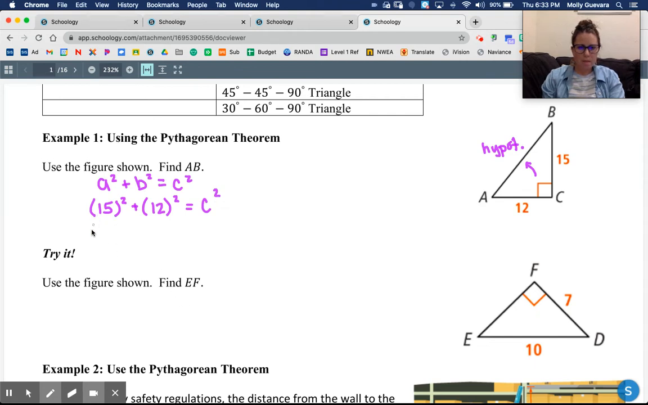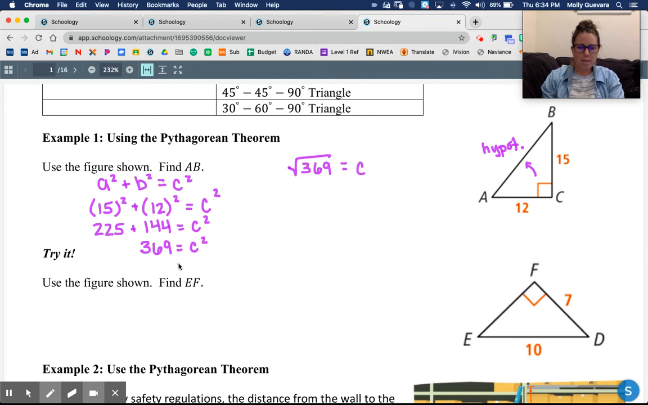Once we start solving, 15 squared is 225, plus 12 squared is 144, and that equals c squared. Add them together, and I get 369 equals c squared. Now, I don't want c squared as my answer, I want c. So to get rid of that, I need to take the square root of both sides. So I get that the square root of 369 equals c.